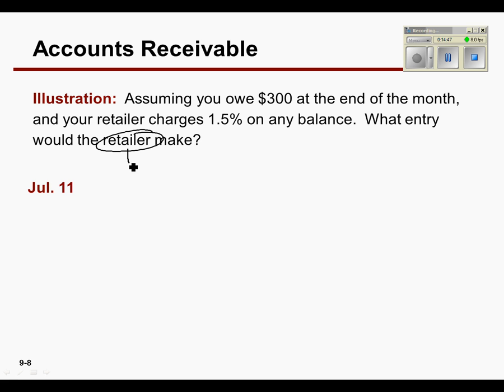I want you to circle the word retailer, and I want you to add the word credit card there. There's a whole section of the chapter that talks about the retail credit card industry. Do not get sucked into that. Every retailer out there has a store credit card.